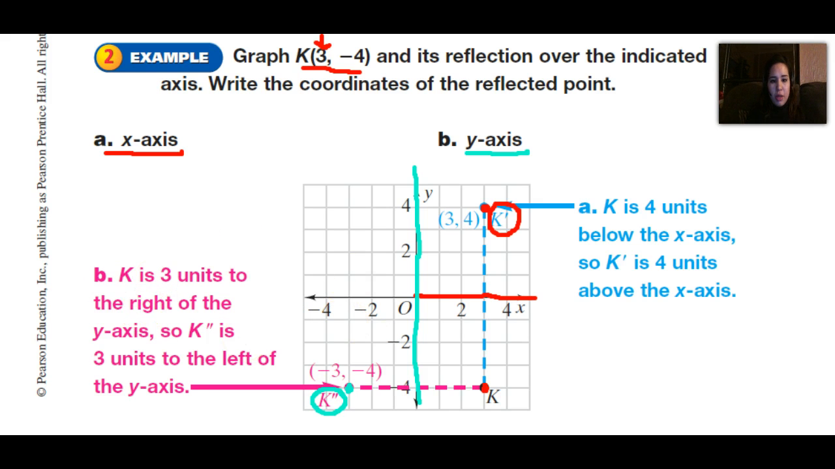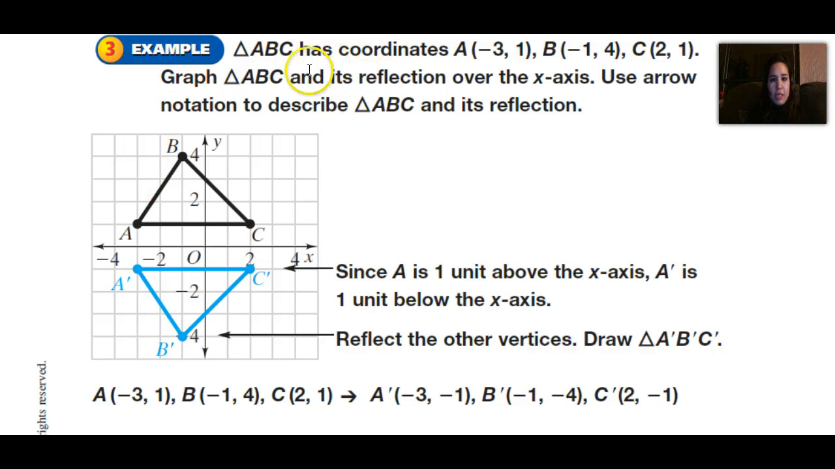Okay, so now we're going to go ahead and look at example 3. In example 3, we have 3 coordinates, and we want to reflect them over the x-axis. So we would first start by graphing these coordinates, and then we're going to do a reflection. So I'm going to go ahead and graph A. A is at (-3, 1), so I move 1, 2, 3 left, and 1 up. There's my A.